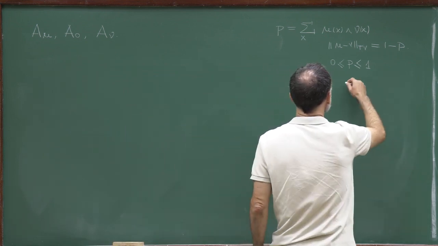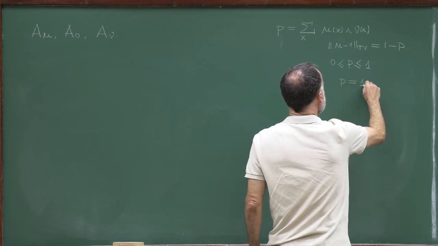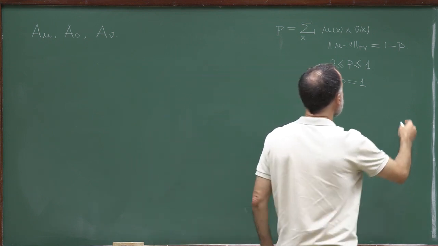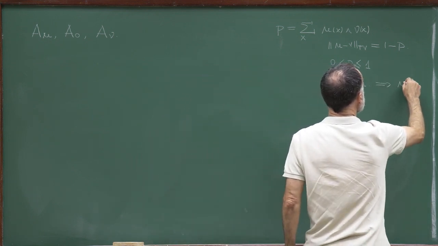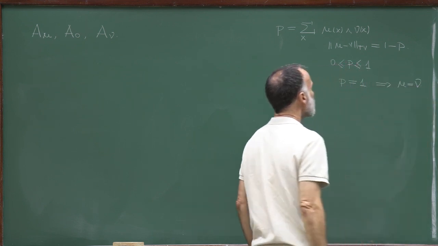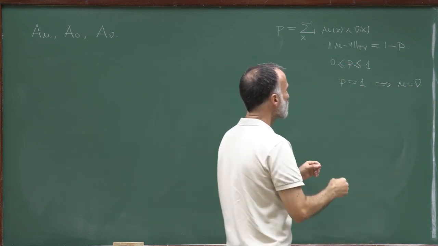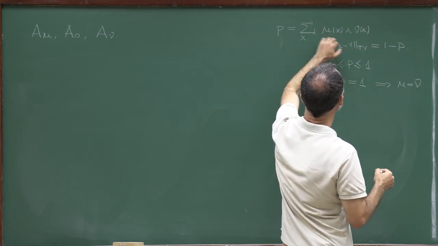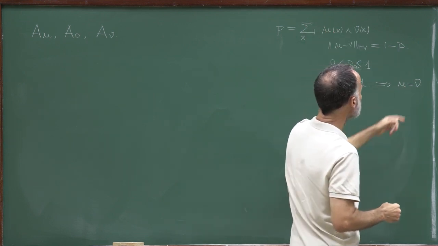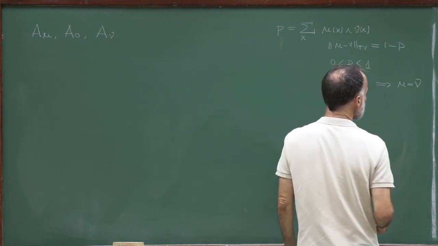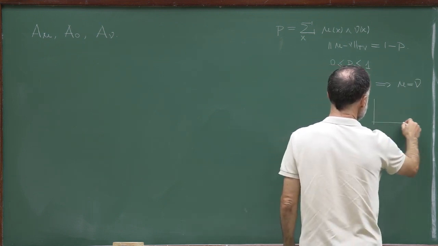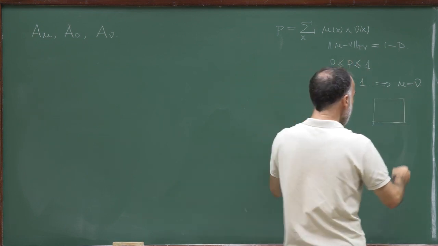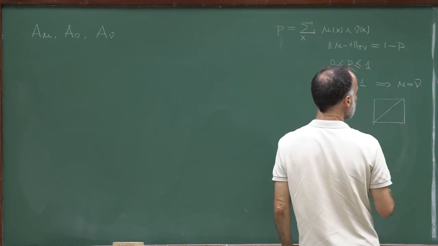And what I claim is that if p is equal to 1, there is nothing to prove, because that means that mu is equal to nu. Because if there is a point x at which mu x is strictly smaller than nu x, then this sum cannot be 1. So if p is equal to 1, mu is equal to nu, and then it's very easy to construct a measure, because if mu is equal to nu, you see that the total variation is 0, and you can put the total mass on the diagonal.